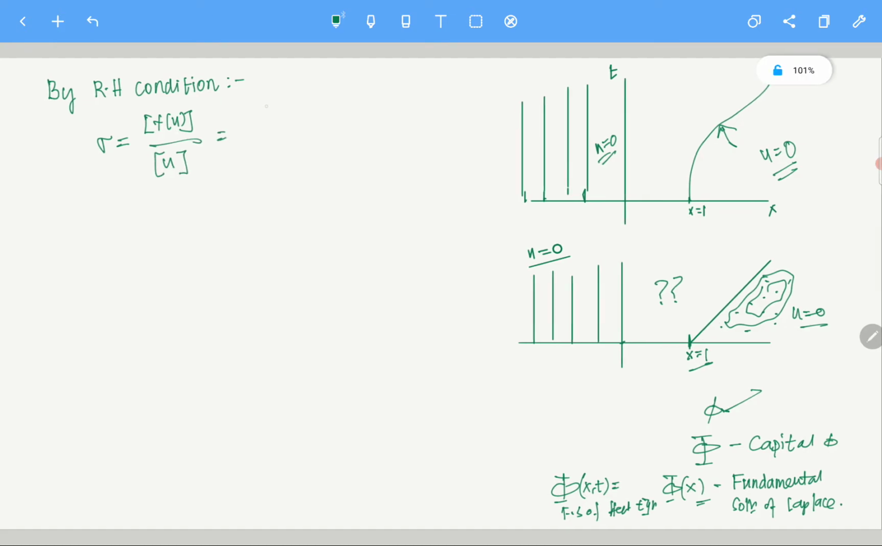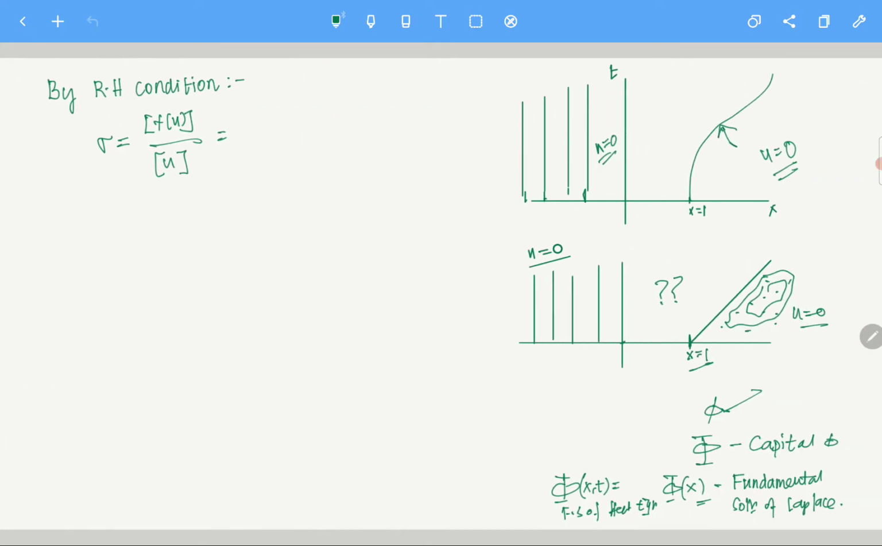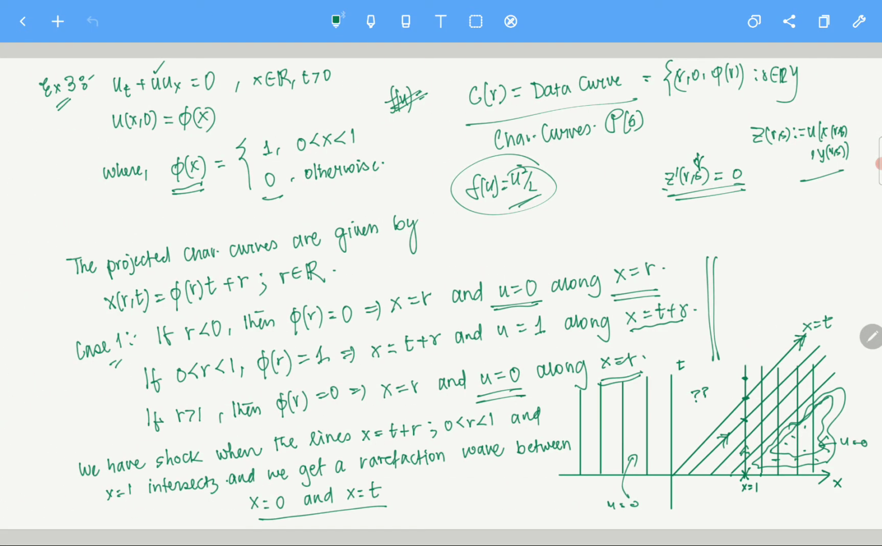In this case, this is a Burgers' equation, right? So f of u is u square by 2. So here it will be given by u minus square minus u plus square by 2, divided by the jump of u. Now let's see what happens. On the other side, u plus is always going to be 0. I don't know what u minus is, but from here you can see that if this has to satisfy in these areas, u minus is going to be 1, right?